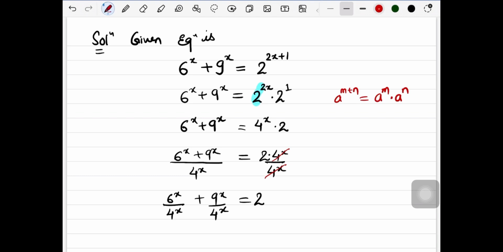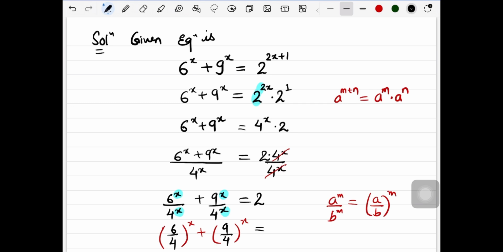We know the exponent property that if the same powers are there on two different numbers, I can write them as ab to the power m. So here I can see that power x is common for the fractions, so I can take it out common. So it will be like this, to the power x plus to the power x, and the rest of the things will be same. So this will be 6 over 4, 9 over 4 equals 2.